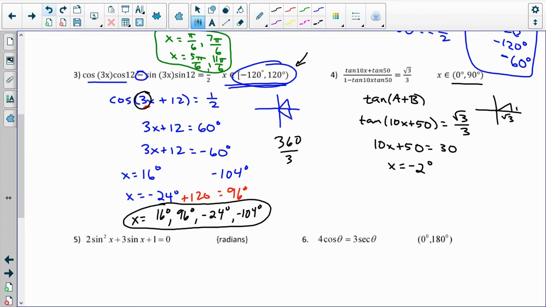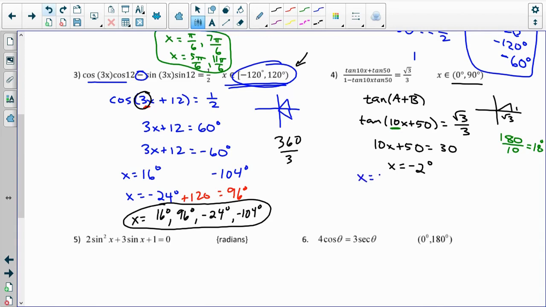So notice that my period for tangent is normally 180 degrees. I have this 10 in front, so I'm going to divide by 10, and my new period for tangent is now 18 degrees. So what I'm going to do is take negative 2, which is not in my domain, but I'm going to add 18 a whole bunch of times.